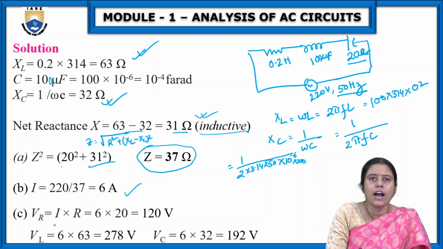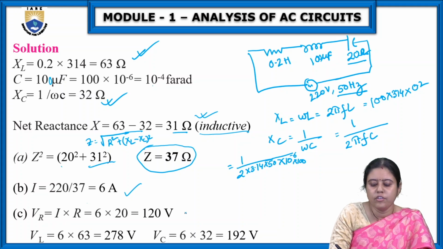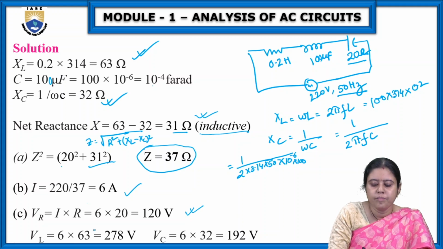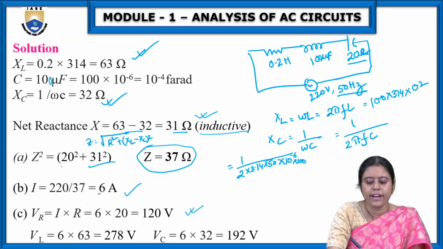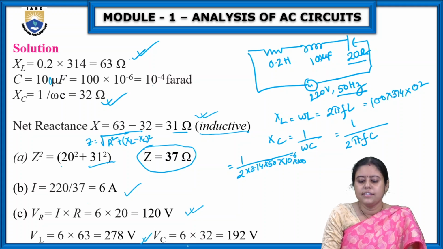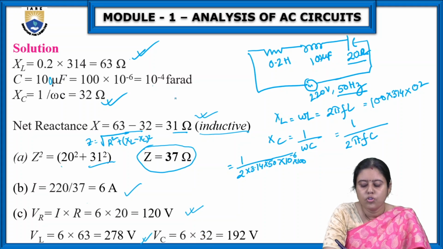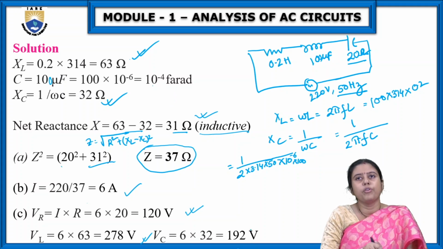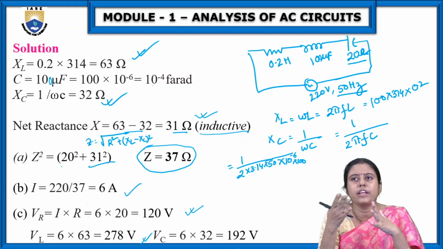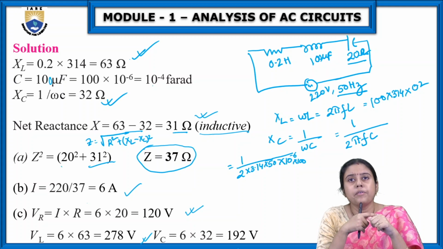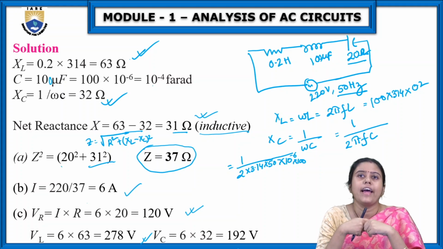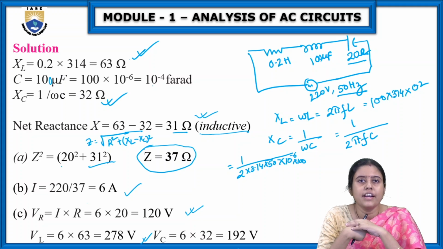So what is VR? VR is equal to I into R, 120 volt. What is VL? I into XL, 278 volt. VC is equal to 6 into 32 volt. So it is 192 volt. Now you may ask, why are the values different? It is more than 200 volt. Again, I will remind you the addition is not the numerical addition. This is the phasor addition.